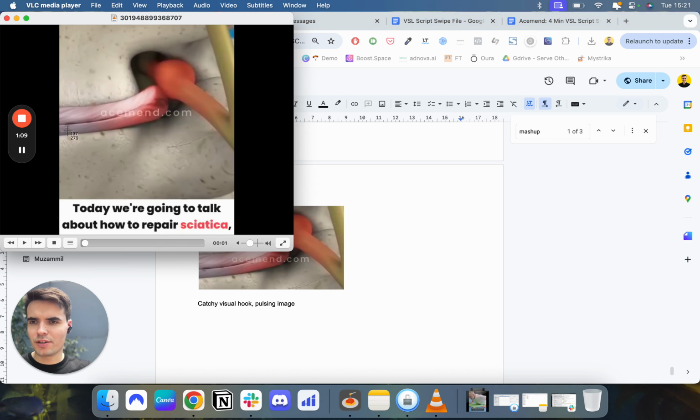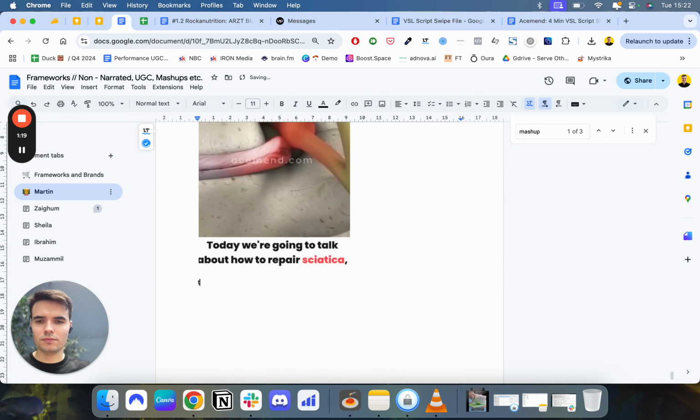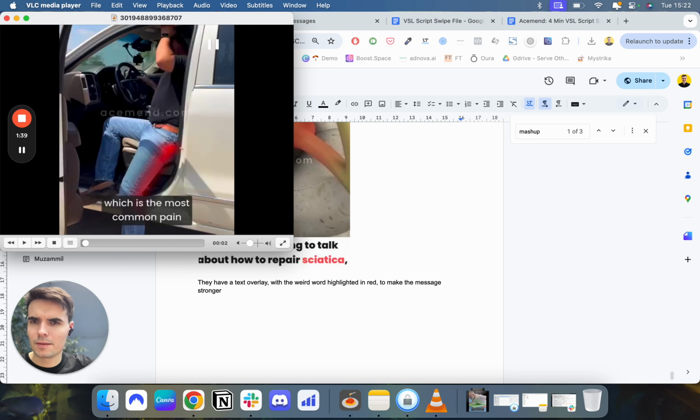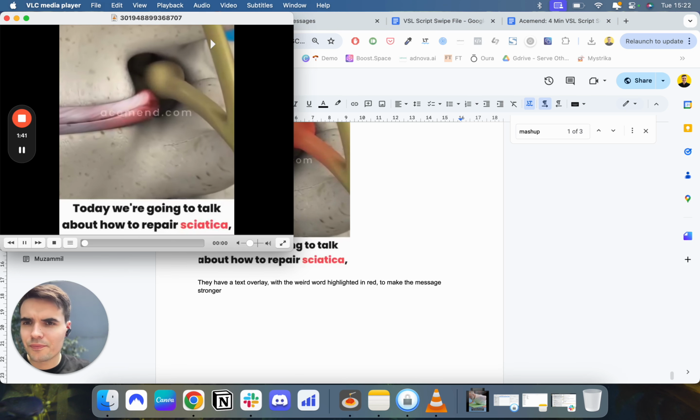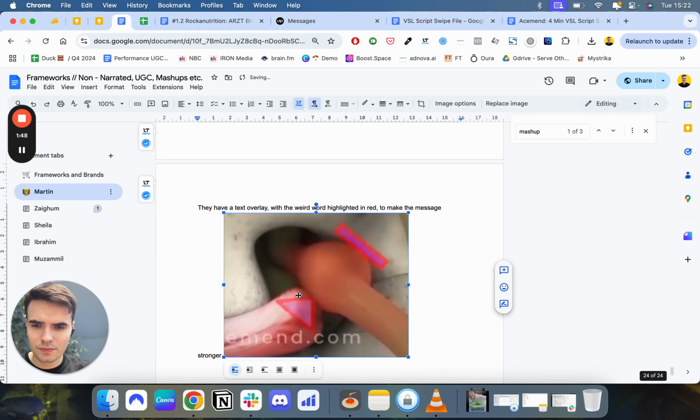Then they didn't forget to put the headline, obviously, or the text overlay. They have a text overlay with the weird word highlighted in red to make the message stronger. Let's continue. How to repair sciatica. This is also very good.